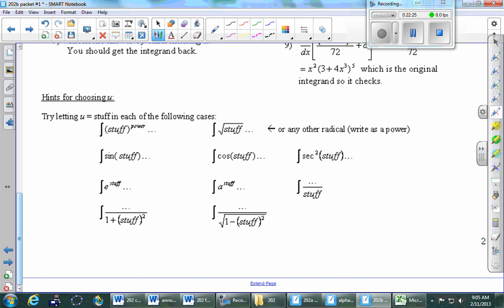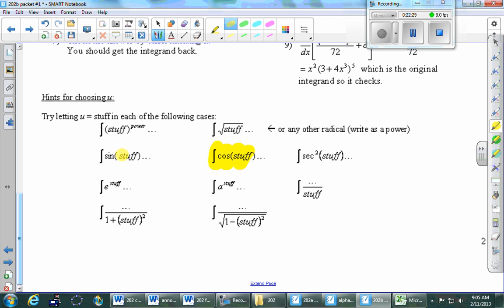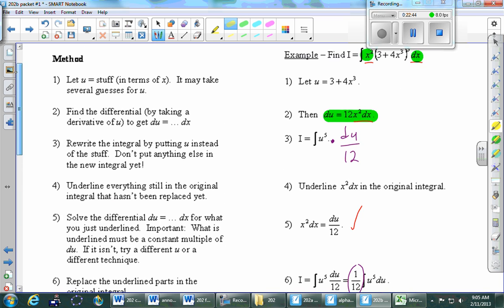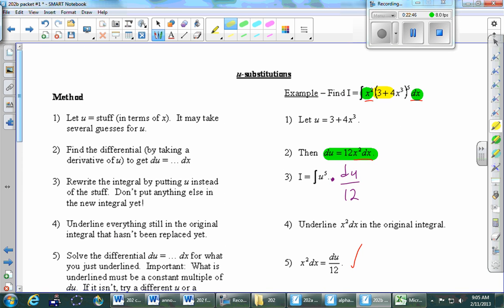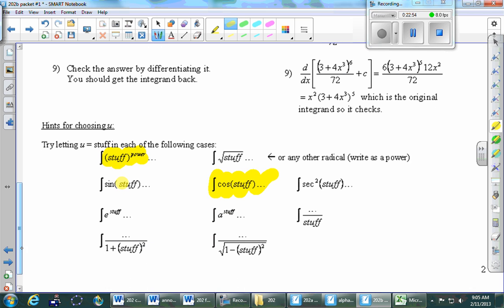But we have seen a couple of these so far. We have seen, was it sine? No, it was cosine of stuff. Didn't we do cosine of 5x? That was one of the ones we did today. And what did we let u equal when we had cosine of 5x? The stuff, the 5x, right? Just now, we had some stuff to a power right up above. 3 plus 4x cubed to the 5th, right? Some stuff to the 5th. And then the other ones, we haven't seen yet, but we will.